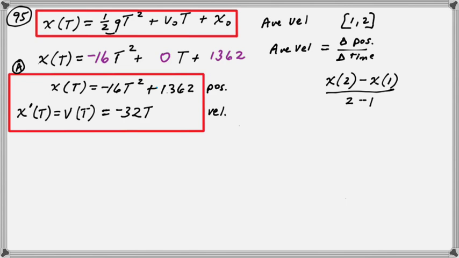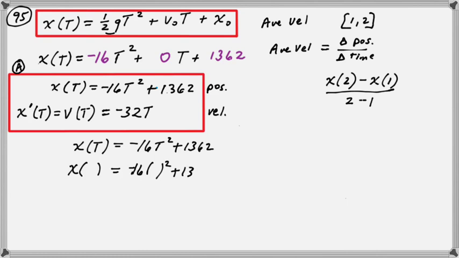So, if I know my position function to be this, how can I find the position at time 2? By plugging in a 2. So I'm going to put a 2 in. 2 squared is 4 times 16 is 64, but it's negative. I think that becomes 1298. On bottom, obviously, it's a 1.